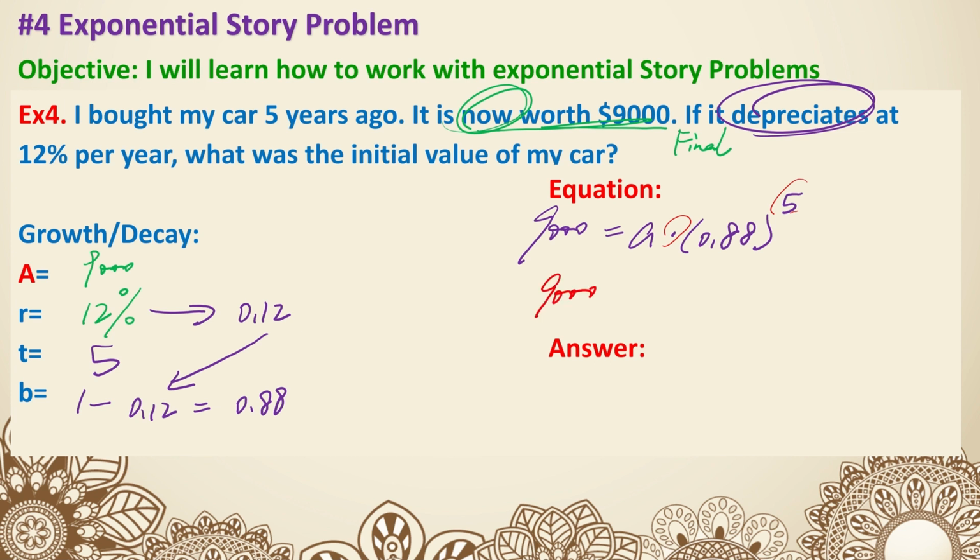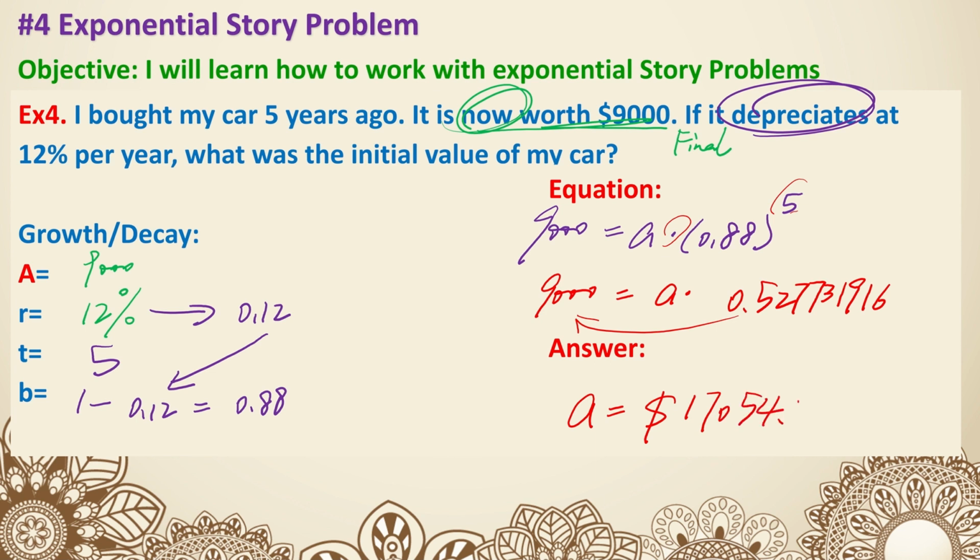So 9,000 equals little a times 0.527731916. Divided over my little a, round to 2 decimal places, $17,054.11, and that was the initial value. That's example 4.